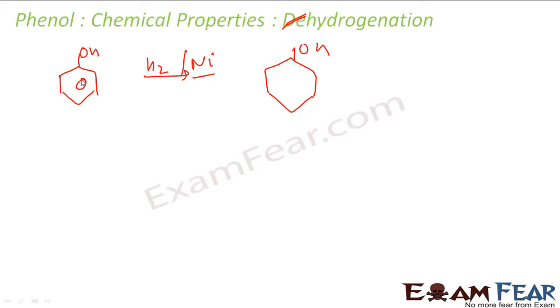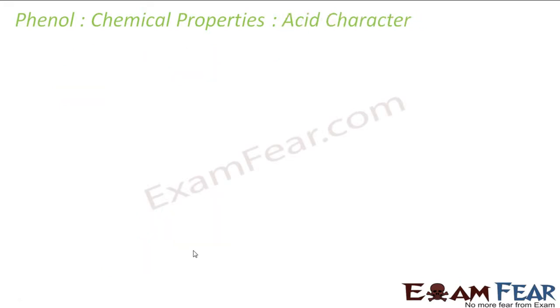So we have seen the nickel catalyst in the alkene chapter when I have some alkene and then you add nickel catalyst, I have some hydrogen atoms, and it gets added and becomes alkanes. I think a similar concept is here. The next thing we'll learn is the acid character of phenols.